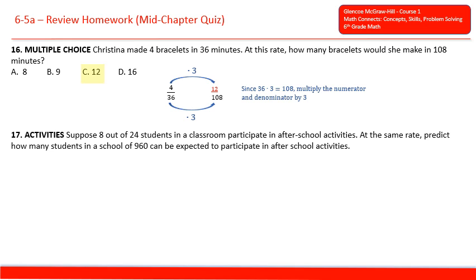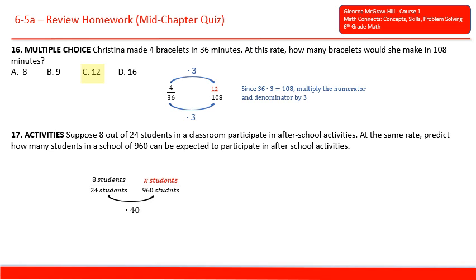Number 17, activities. Suppose 8 out of 24 students in a classroom participate in after-school activities. At the same rate, predict how many students in a school of 960 can be expected to participate in after-school activities. So if we have 8 students out of 24 students, then we have x students out of 960 students.